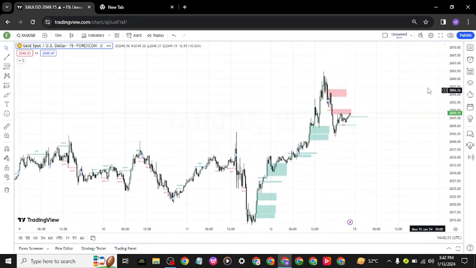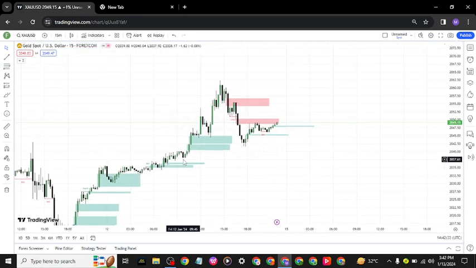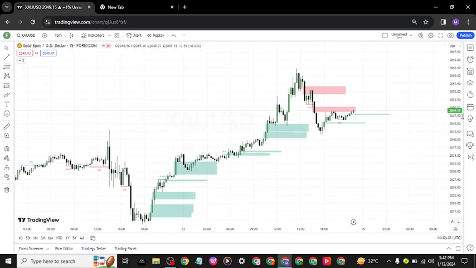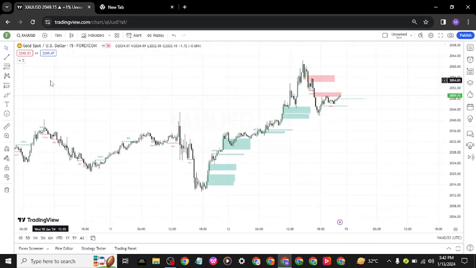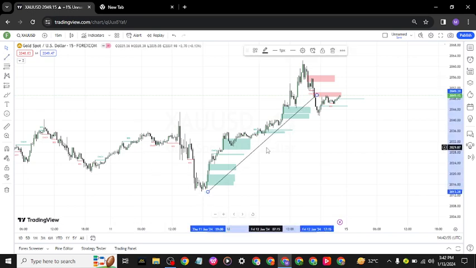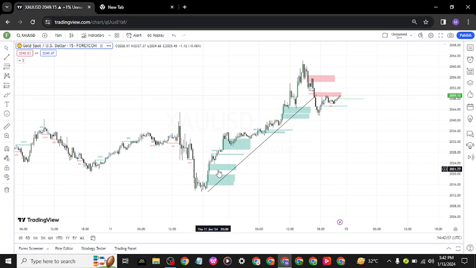Why? Remember what I told you earlier? What fair value gaps do? Fair value gaps are majorly for a continuation of a pattern or for a reversal. If you look at this market here, when it started going up, it needed fair value gaps to make it continue in its upward direction.